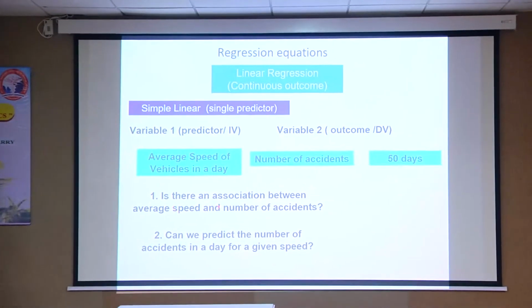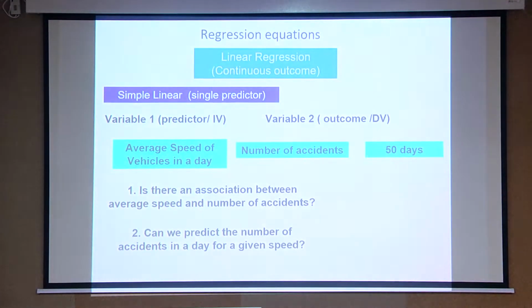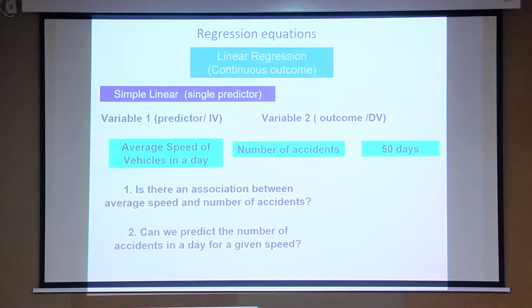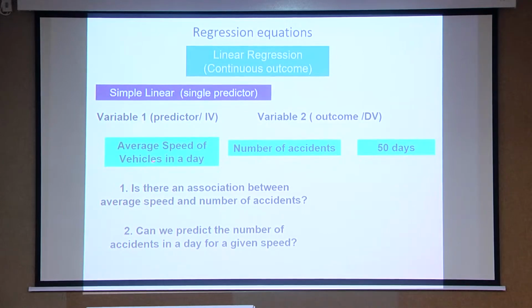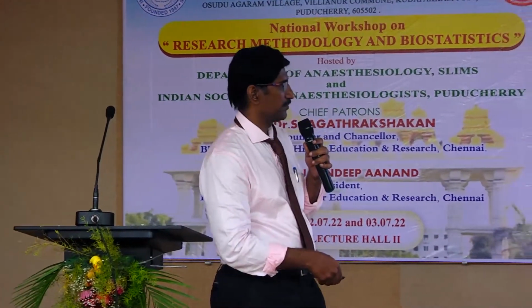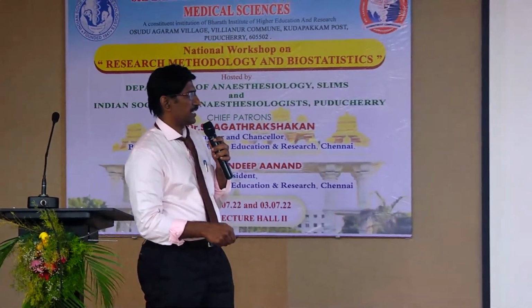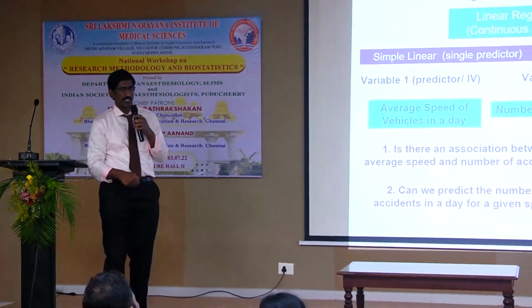Is there an association between this average speed and the number of accidents? Second question, can we predict the number of accidents in a day for a given speed? So if I know the average speed, I can estimate the number of accidents on that day. The first question is answered by correlation and the second question is answered by the regression equation.